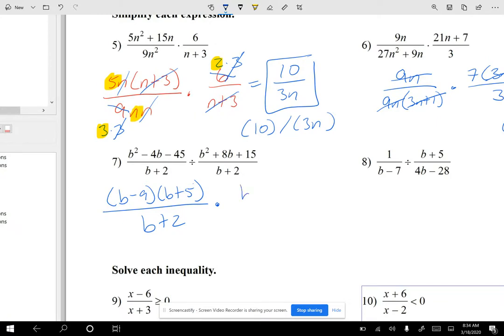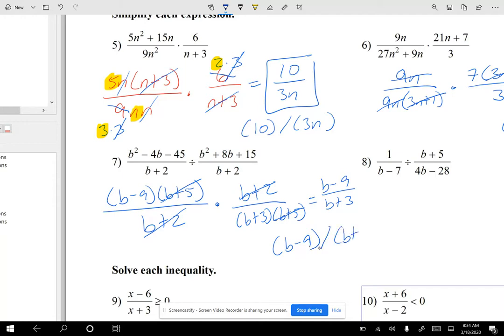So on the top, let me write b plus 2. At the bottom, let me factor what I have, and I will get b plus 3, b plus 5. I will cancel the b plus 5s. I will cancel the b plus 2s, and I get b minus 9 over b plus 3. The way I will type it will be b minus 9 over b plus 3.